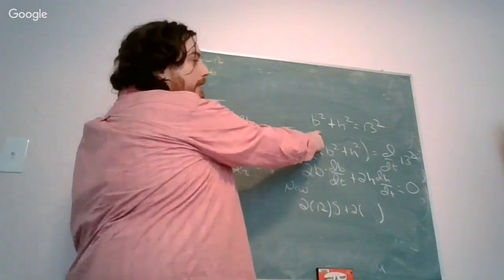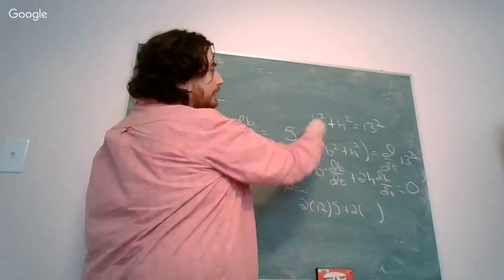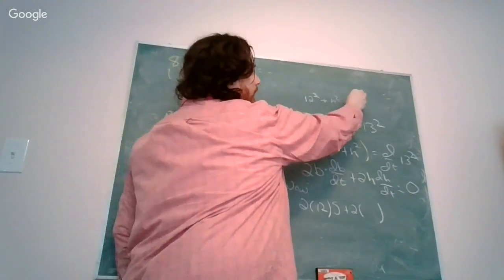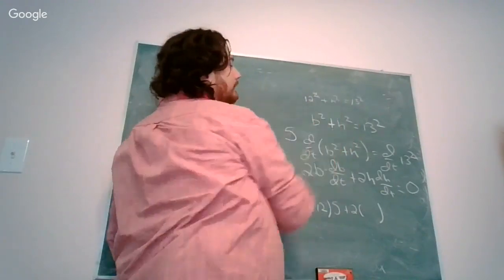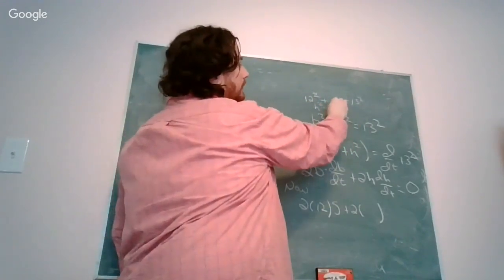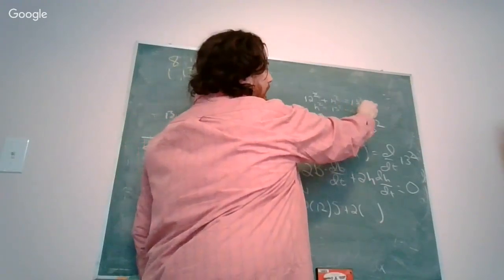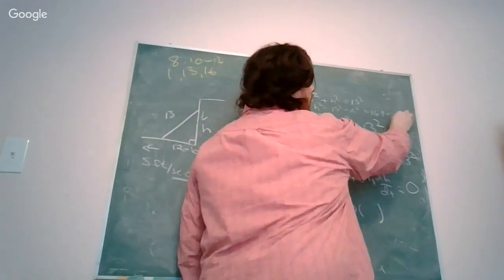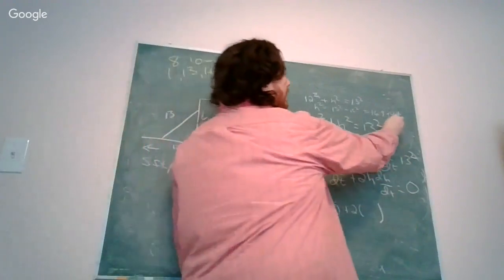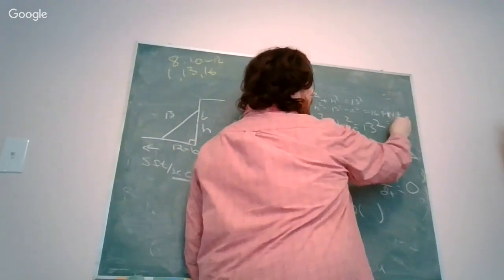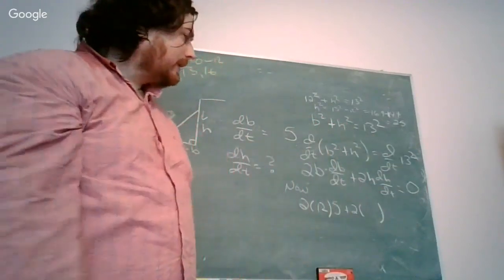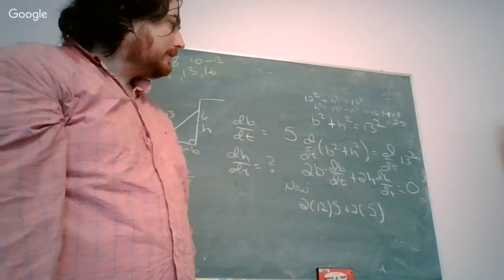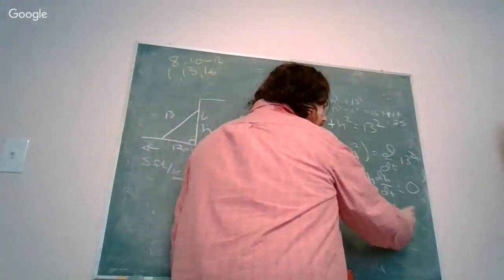And well, if we use the original equation, b squared plus h squared is 13 squared. Right now we know b is 12, so now we can plug in 12. So we get 12 squared plus h squared is 13 squared. So we get h squared is 13 squared minus 12 squared, which is 169 minus 144. 169 minus 144 is 25. So the square root of 25 is 5. Because it's a distance, it's going to be positive. So we get a 5 there. And then we get dh dt.